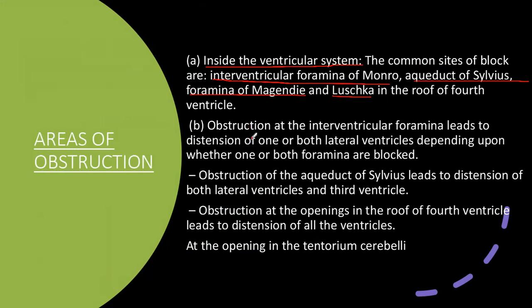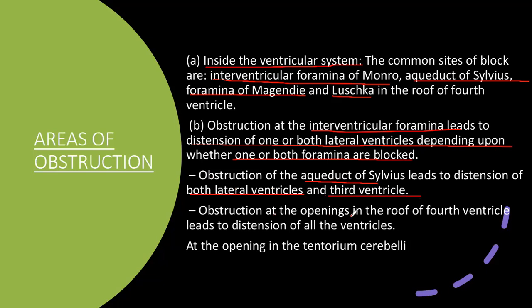When you have an obstruction in the interventricular foramina, there will be distension of one or both of the lateral ventricles, depending upon whether one or both of the foramina are blocked. So when one is blocked, there'll be a unilateral distension, but when there is a bilateral blockage, there will be a bilateral distension. Now, obstruction of the cerebral aqueduct of Sylvius will lead to the distension of both the lateral ventricles and the third ventricle. You understand why?